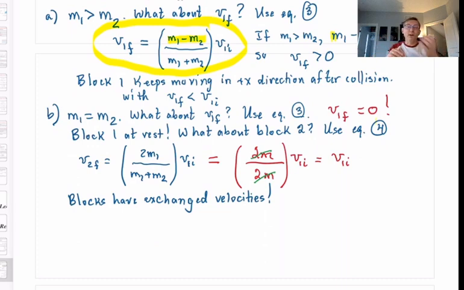V2 final is equal to V1 initial, and V1 final is equal to V2 initial, right? Goes for both. Let me show you a video of that.